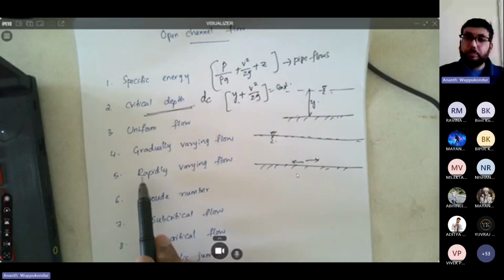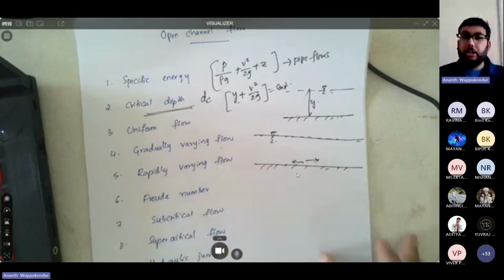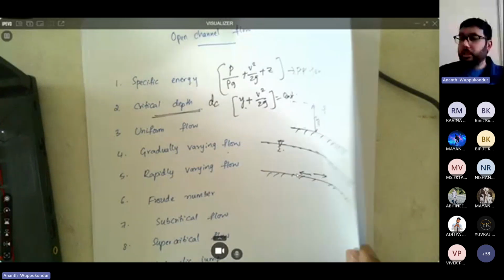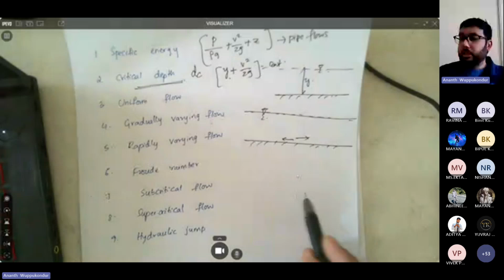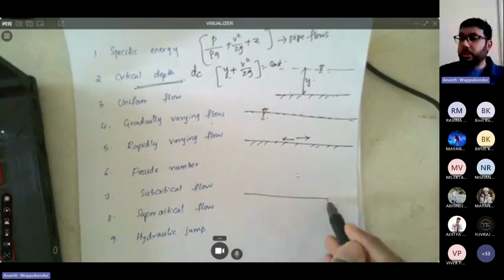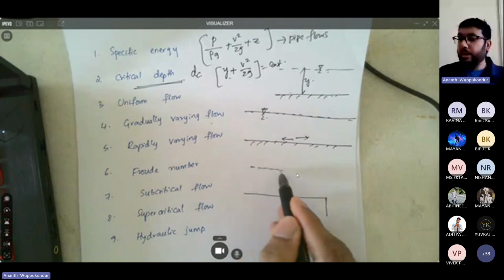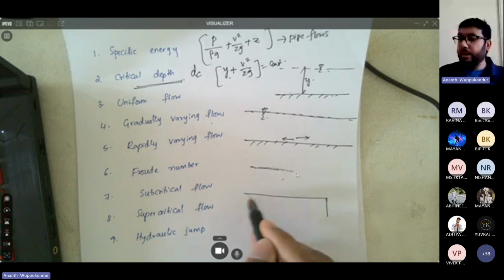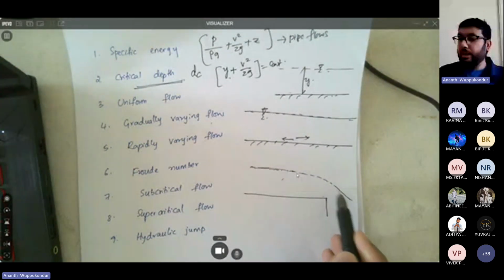When you have changes in the channel configuration, then you would see the flow depths change. Let's say I have a channel and then there is a drop at the end of the channel. Then the flow is not going to be parallel to the bed, but it is going to change. So you have a change in flow depth as you come towards the end of the channel. So this is gradually varying flow.